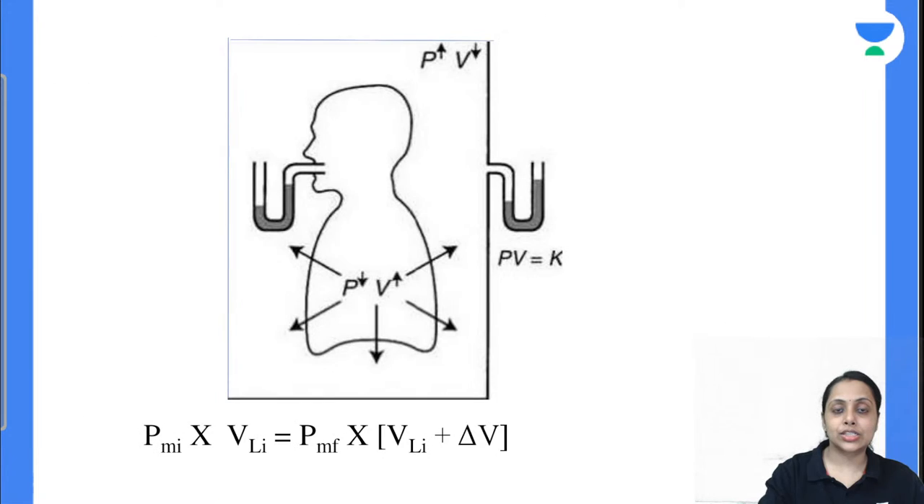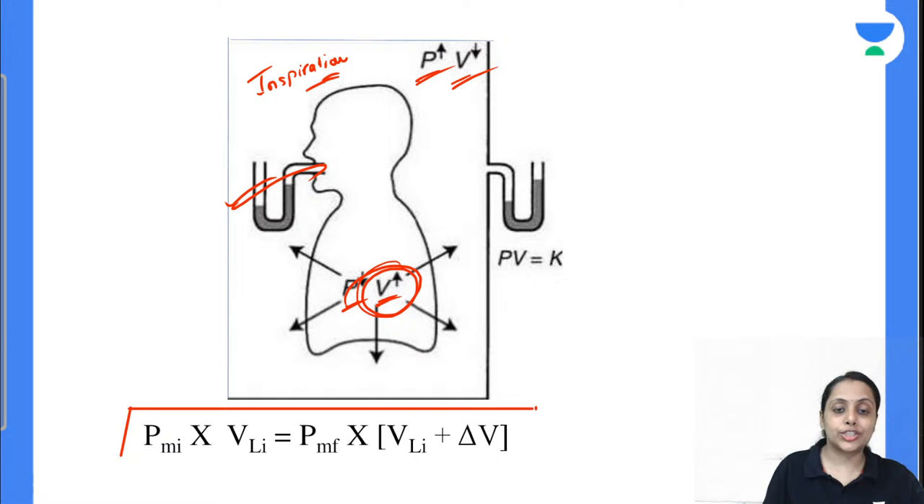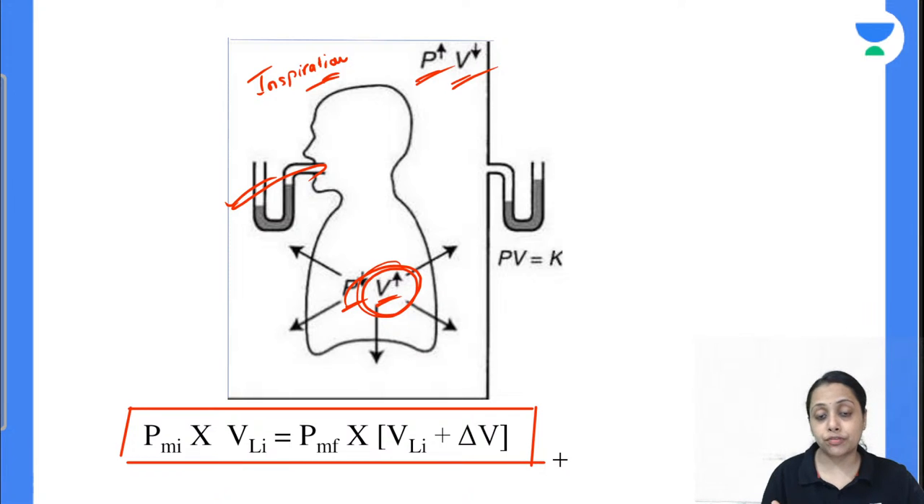So in this we can see this diagram. A patient is enclosed in a closed chamber and is asked to breathe in and breathe out. And during inspiration क्या हो जाएगा? During inspiration volume of lung is going to increase, so pressure of lung is going to decrease. Box के बारे में बात करेंगे तो volume of box is going to decrease, so pressure of box is going to increase. Pressure is measured at the level of mouth, volume is measured at the level of lung. So this is the formula. Pressure of mouth initial into volume of lung initial is equal to pressure of mouth final into volume of lung final, that is volume of lung initial plus change in volume, and this volume of lung initial is our FRC.